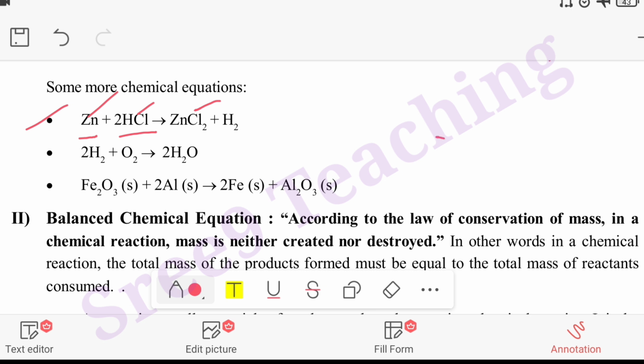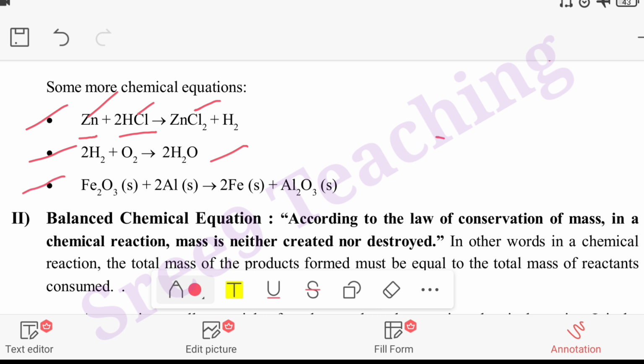Now let us see the second equation. 2H2 plus O2 gives rise to 2H2O. So in the above reaction and in this reaction, the substances which are written on the left side of the arrow are called reactants, and those on the right side of the arrow are called products.